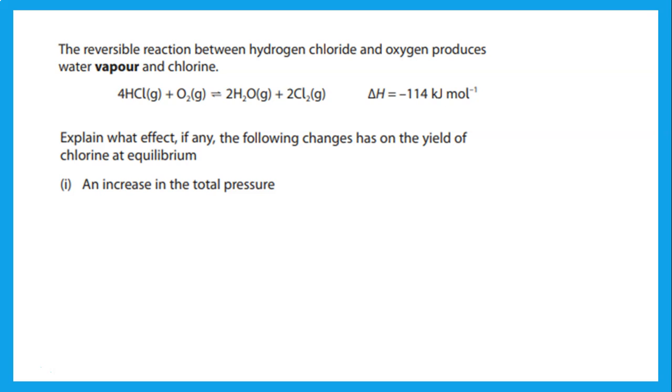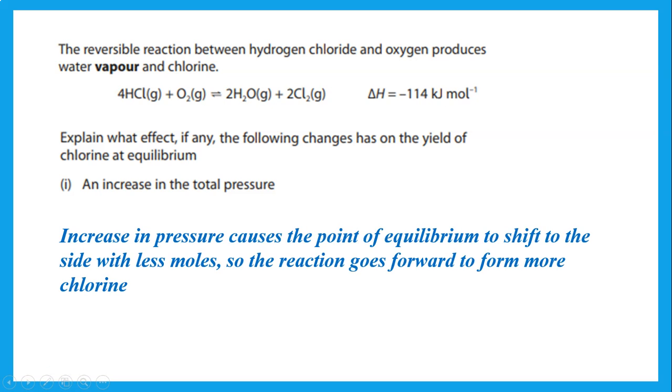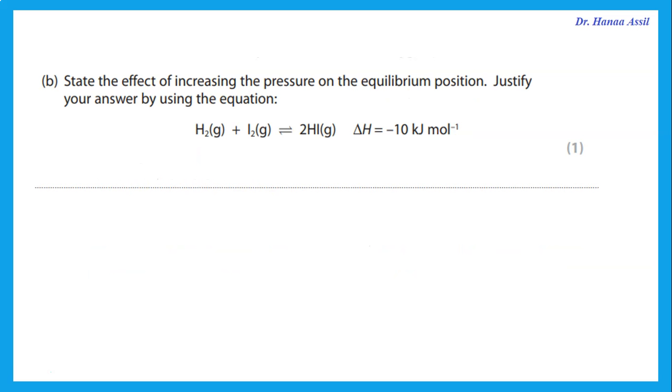If we go forward, it forms 2 water and 2 chlorine. So that's a total of 4 moles. If we go backward, it forms 4 HCl and 1 O2. That's a total of 5. And that means if we increase the pressure in this reaction, the point of equilibrium shifts to the side with less number of moles, so it goes forward, or it shifts to the right. And that means it will form more chlorine or more yield of chlorine.